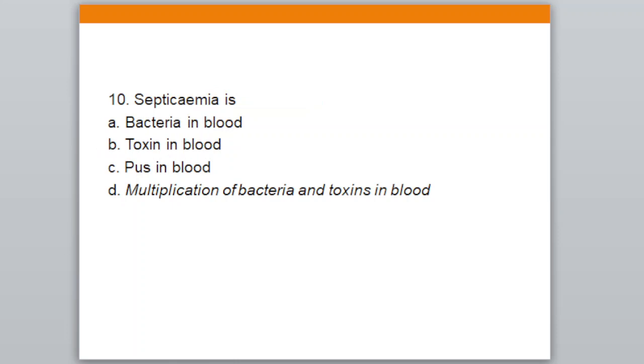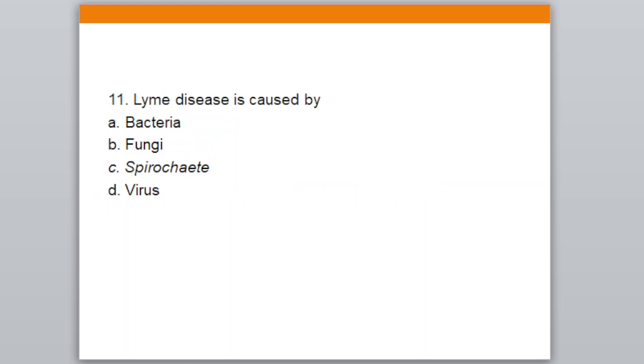Question number 10. Septicemia is A. bacteria in blood, B. toxin in blood, C. pus in blood or D. multiplication of bacteria and toxins in blood. Your correct answer is option D. Multiplication of bacteria and toxins in blood. Question 11. Lyme disease is caused by option A bacteria, B fungi, C spirochete and D virus. The correct answer is option C spirochete.